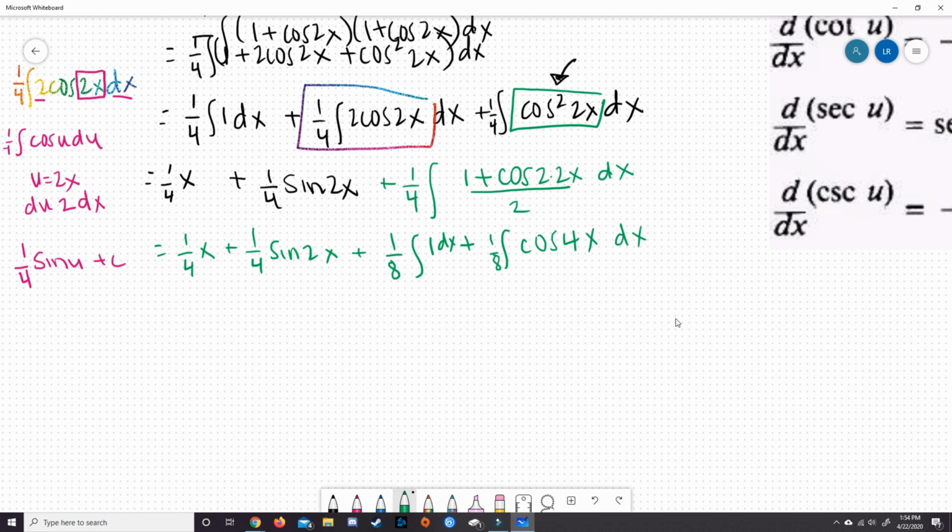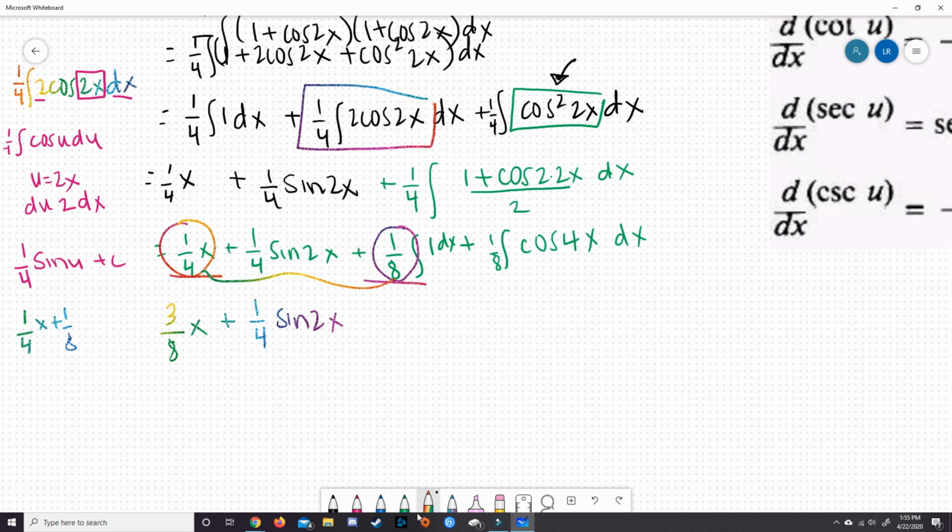Now I can integrate. This is going to integrate into 1/8 x. And in the end, we are going to want to add our 1/8 x and our 1/4 x together. So I integrated this and added it to this: 1/4 plus 1/8 equals 3/8 x. And now we want to integrate this.